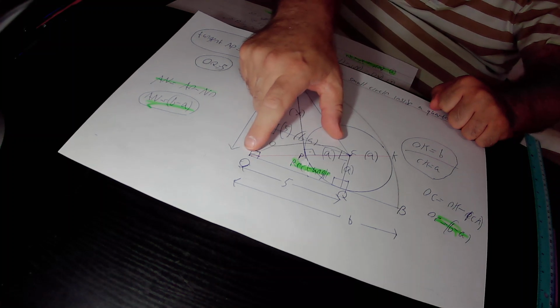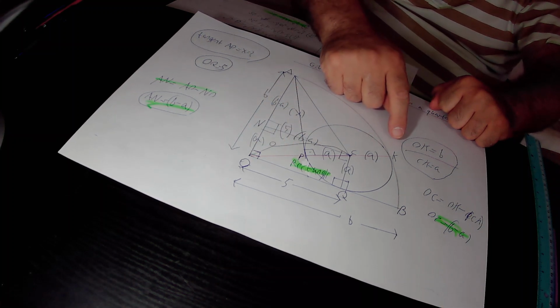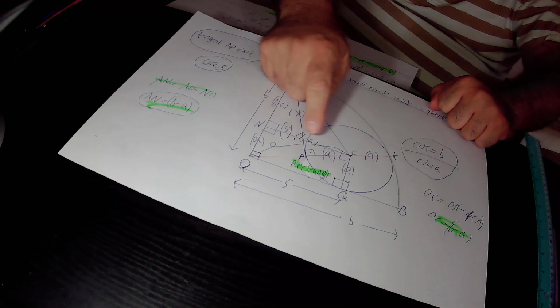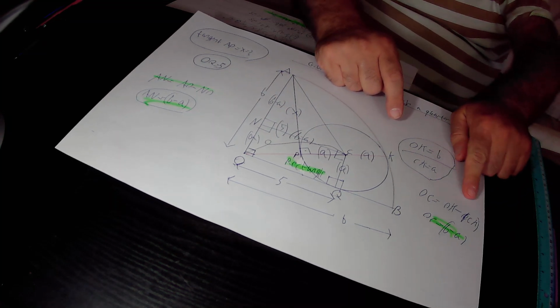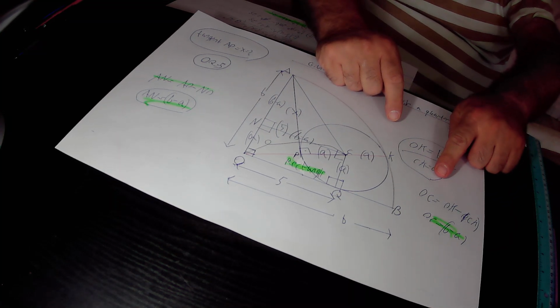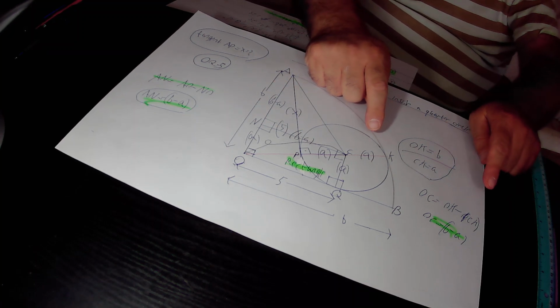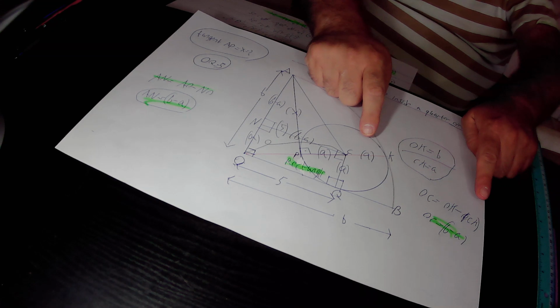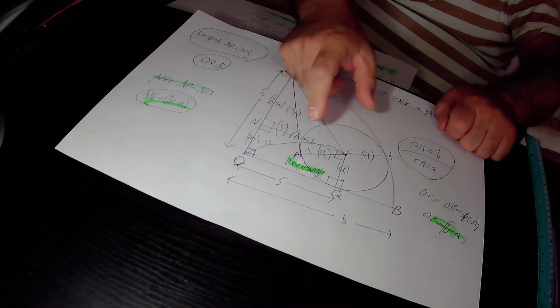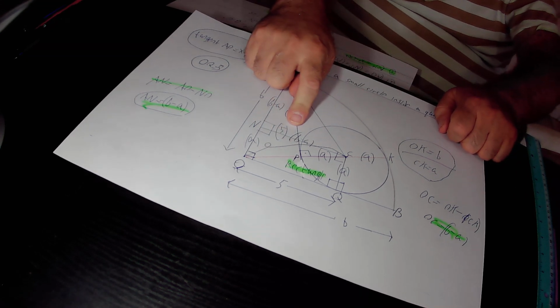Therefore OC must be equal to OK minus CK. So OC in total equals OK, that is B, the radius of the big quarter circle, minus CK, that is A, the radius of the small circle. So in total, OC equals B minus A units in its length.